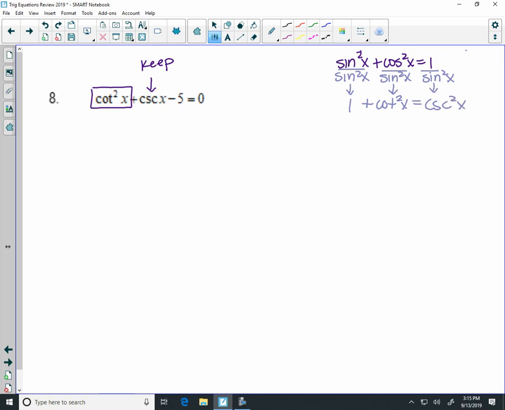What I want to substitute for here is cotangent squared. To get cotangent squared all by itself, I have to subtract 1. Cotangent squared is the same as cosecant squared minus 1. So that's what I'm going to drop in this equation for cotangent squared.